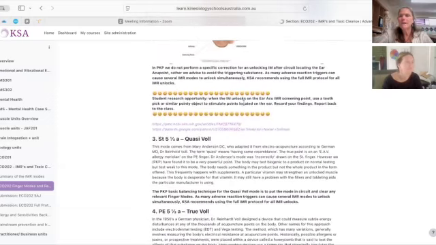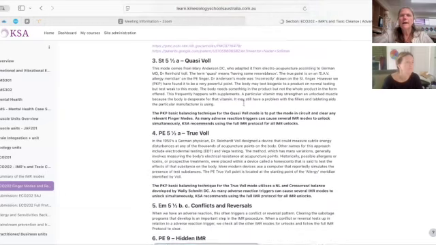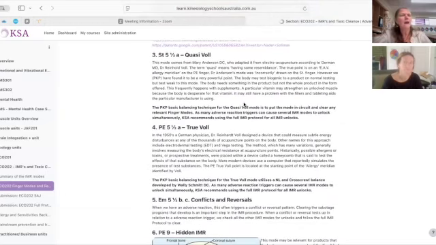The other modes that are part of the IMR protocol are structural 5.5A quasi-vol. It's on the structural finger, on the pinky side, 5.5. So it's in the same spot where the conflicts and reversals is on the emotional finger. Structural 5.5A, you've also got personal ecology 5.5, and emotional 5.5. Those three points are all in the same spot on each finger.